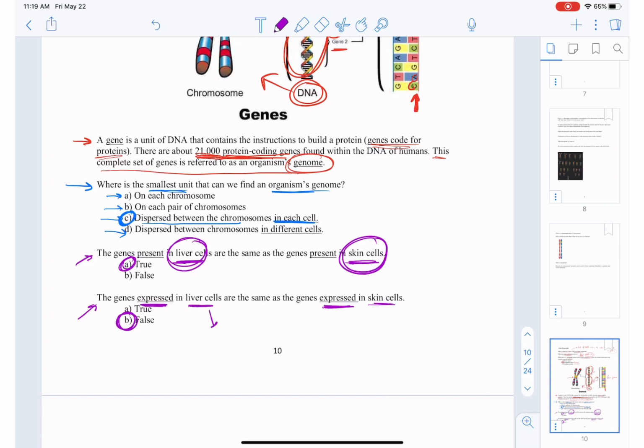Maybe the liver cells only express 5,000 of those genes, whereas the skin cells only express maybe 2,000 of those genes. And further, these 5,000 genes that the liver cells express may be different, or at least partially, than the 2,000 genes that the skin cells express. And that's the reason why liver cells both look different and function differently than skin cells. That's why different cells look different from each other, and why they function differently is because out of those 21,000 genes, they express only a certain set of those.